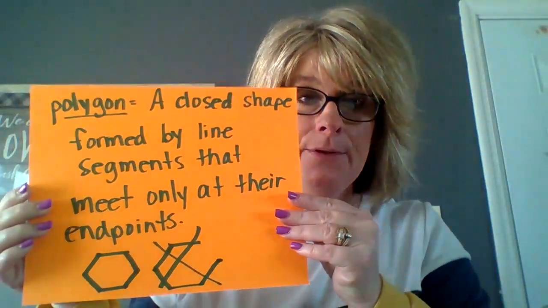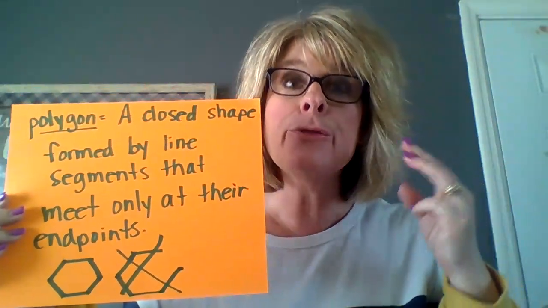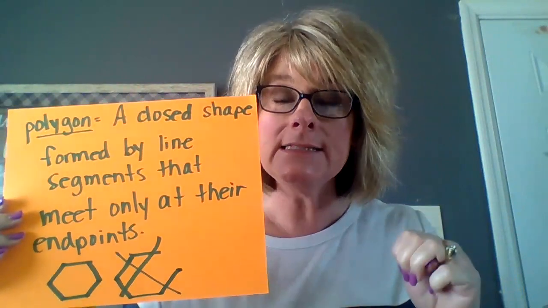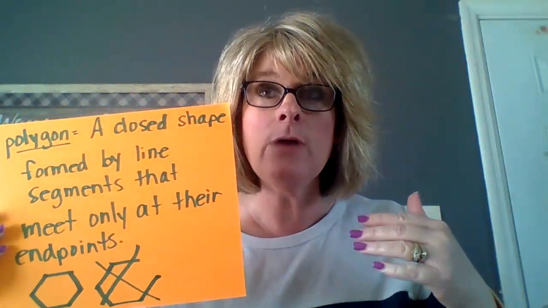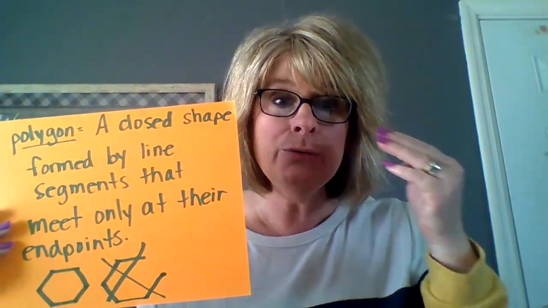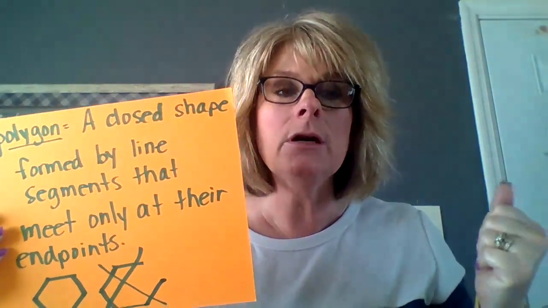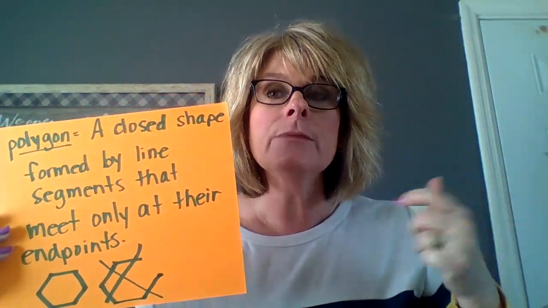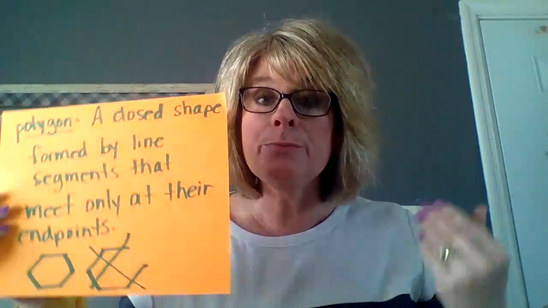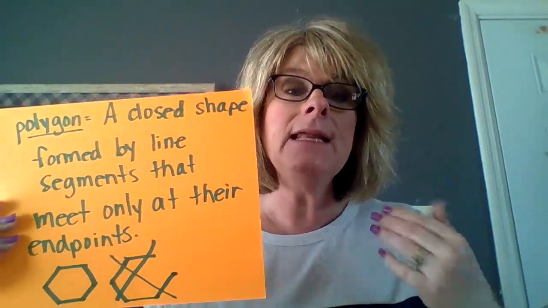And that is a very strange word. All that is, is a type of shape. And the type of shape that it is, is called a closed shape. And it's formed by 3 or more line segments. So that means if you have a shape that has 2 lines, which you won't hardly see, it's not a polygon. So most shapes are considered polygons, and they meet at their endpoints.